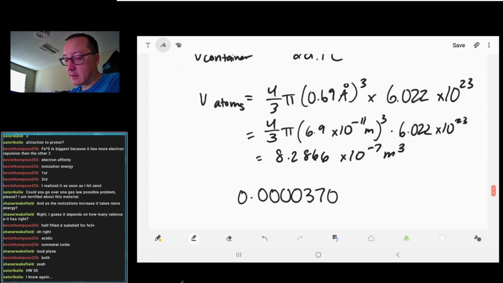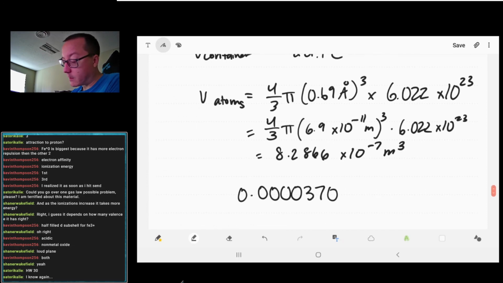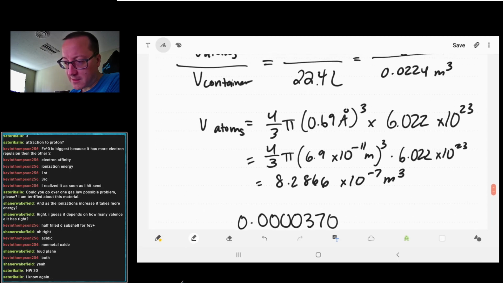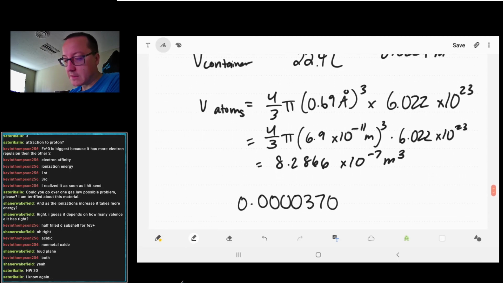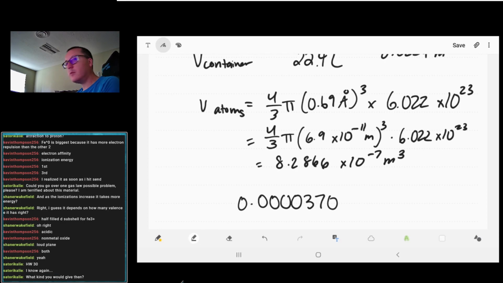But again, this is not really a representative problem of what you would find on an exam. This was more just a question of, is it a safe assumption to get rid of the volume of the atoms? And yeah, it kind of is. This is a very small fraction. It's not really going to change our answers very much. So that's it.